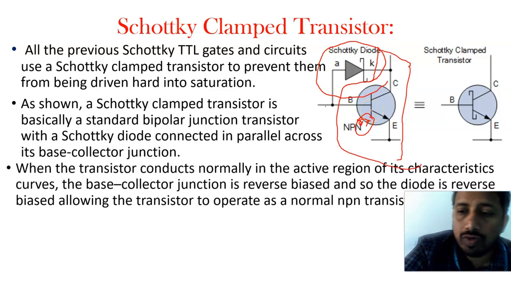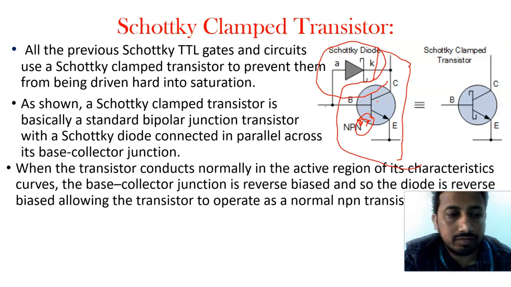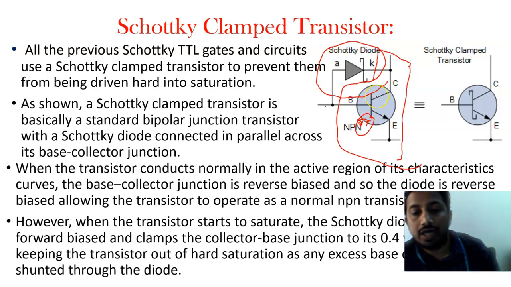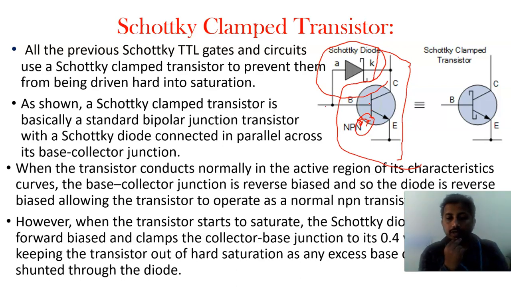When the transistor conducts normally in the active region of the characteristics, the base-collector diode is reverse biased, allowing the transistor to operate as a normal NPN transistor. So when the transistor starts to saturate, the diode becomes forward biased, and you will get a point four volt knee value. This keeps the transistor out of hard saturation, as any excess base current is shunted through to the ground.